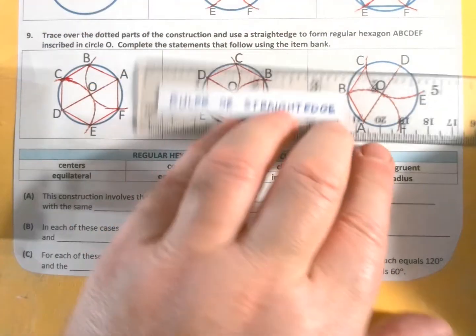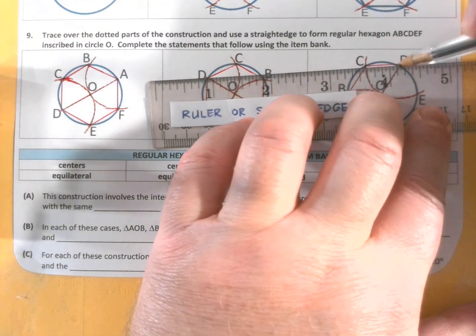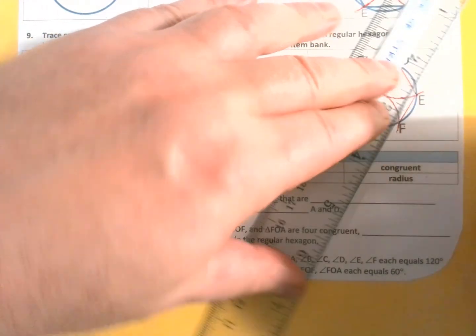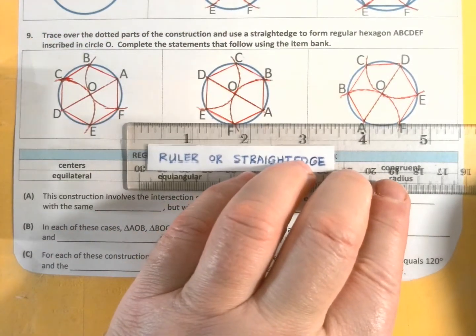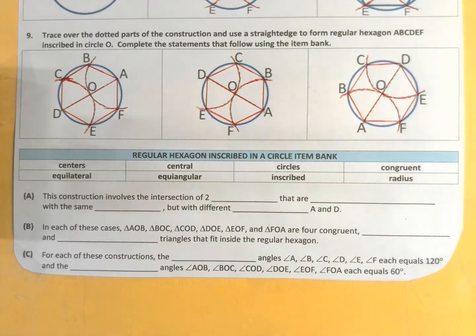So when we get our ruler, we connect A to B, B to C, C to D, D to E, E to F, and then F to A. And there's going to be our regular hexagon inscribed in a circle.